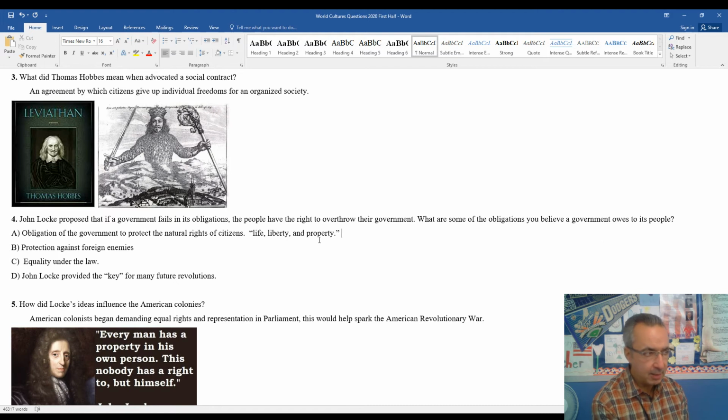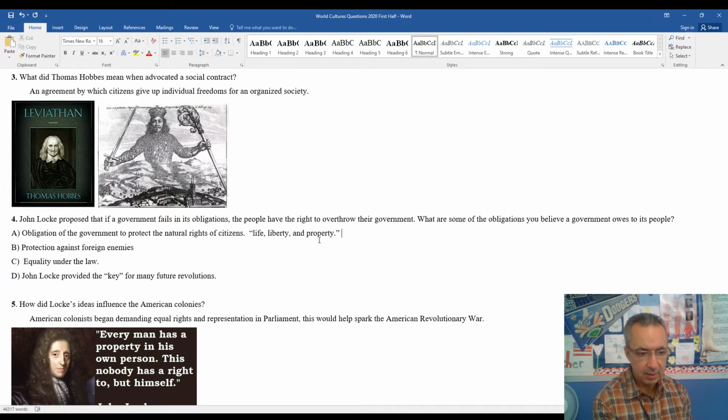Protection against foreign enemies, that means you're free from being invaded on a regular basis, which is really problematic during, let's say, the 1500s and 1600s in European society, often just along coastal areas. Vikings and other groups just come in and pillage the people. Equality under the law, once again, this is something that one could argue that we don't really even have in a modern day society here in the 2020s.